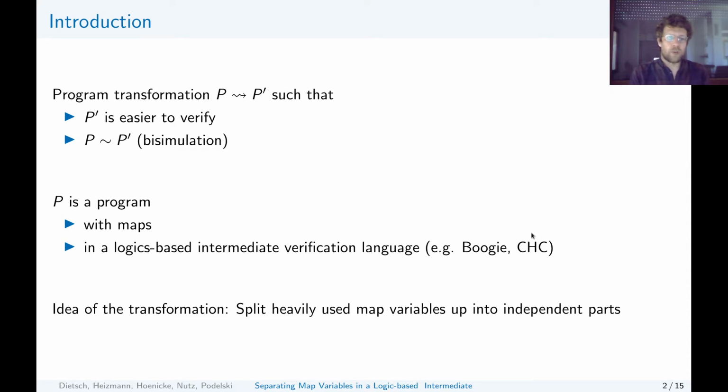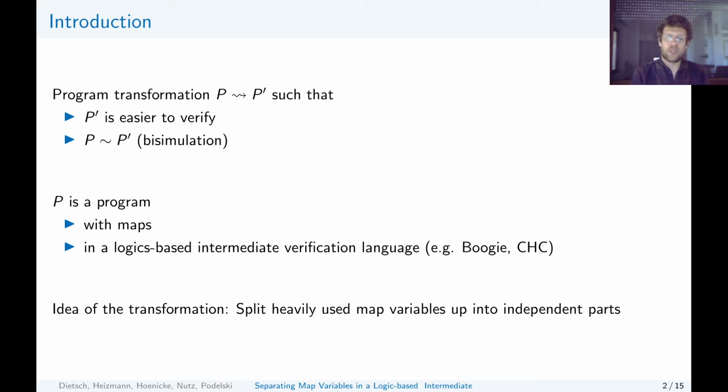So what I'm presenting is a program transformation where we transform a program P to a program P prime such that P prime is easier to verify but still has essentially the same behavior, meaning that we can use the verification result from P prime also for P.